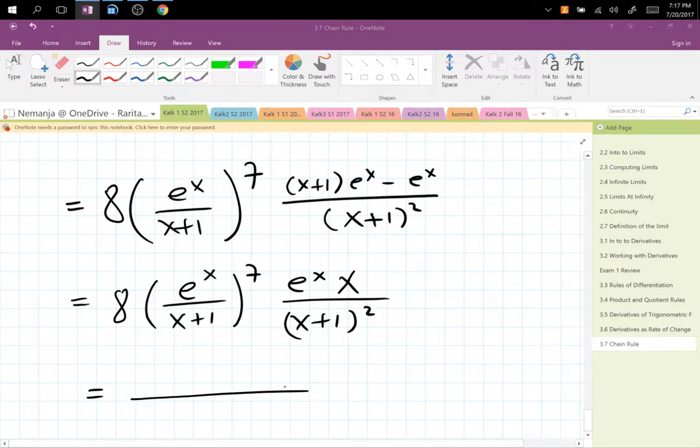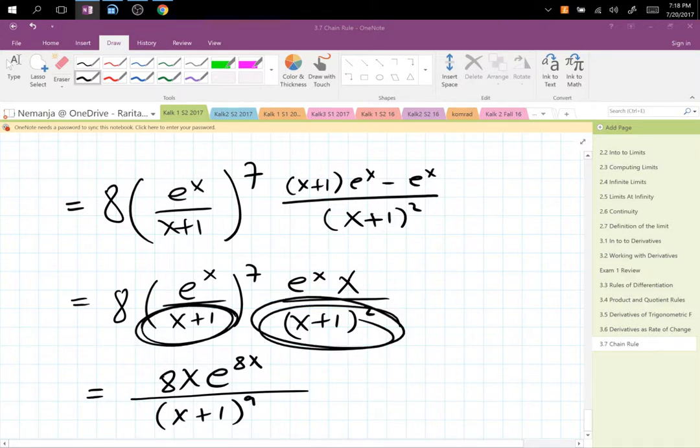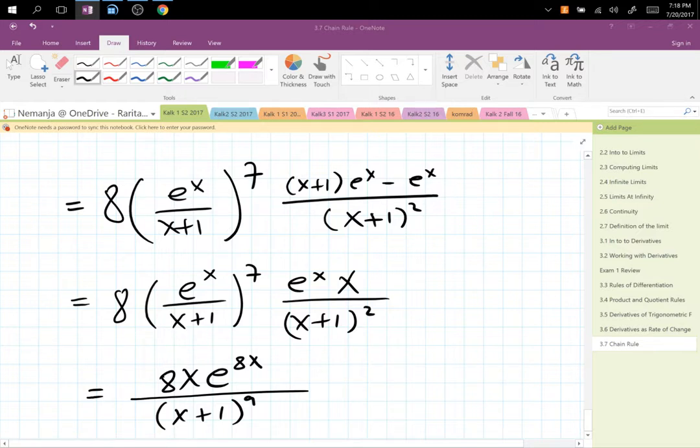So in the numerator, we're going to have 8 e to the 8x times x. So 8x e to the 8x. And in the denominator, we have x plus 1 to the 9th power, because you have 7 here and 2 here. That's altogether 9. So that's the simplified version. And then when you say equal to 0, the denominator dies. 8 doesn't contribute. This one has no solution, so just x equals 0.